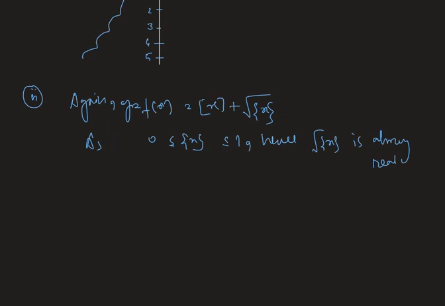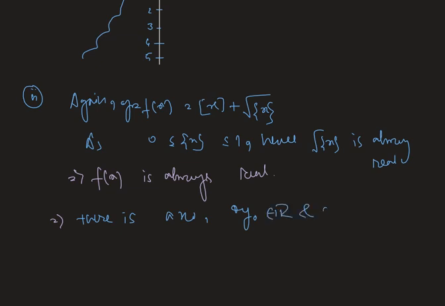Okay, so this implies that f of x is always real, and this implies there is an x naught for all y naught belonging to R and x naught belonging to R such that y naught is equal to f of x naught. So that's the proof.